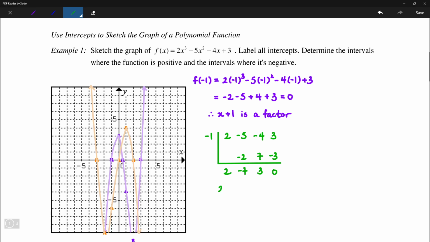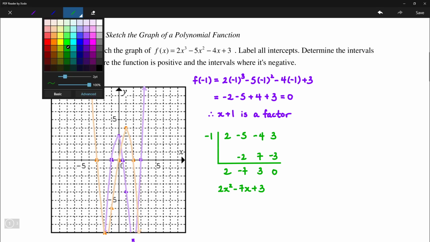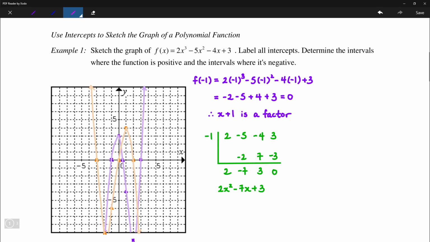And the quotient is 2x squared minus 7x plus 3. So once again, this could be factored in any number of ways. So for example, let's use maybe this color. All right.